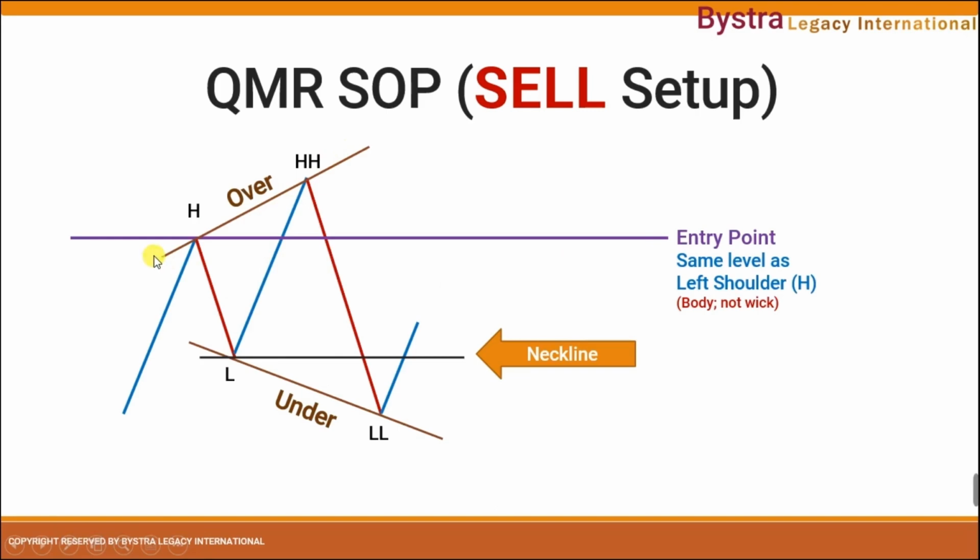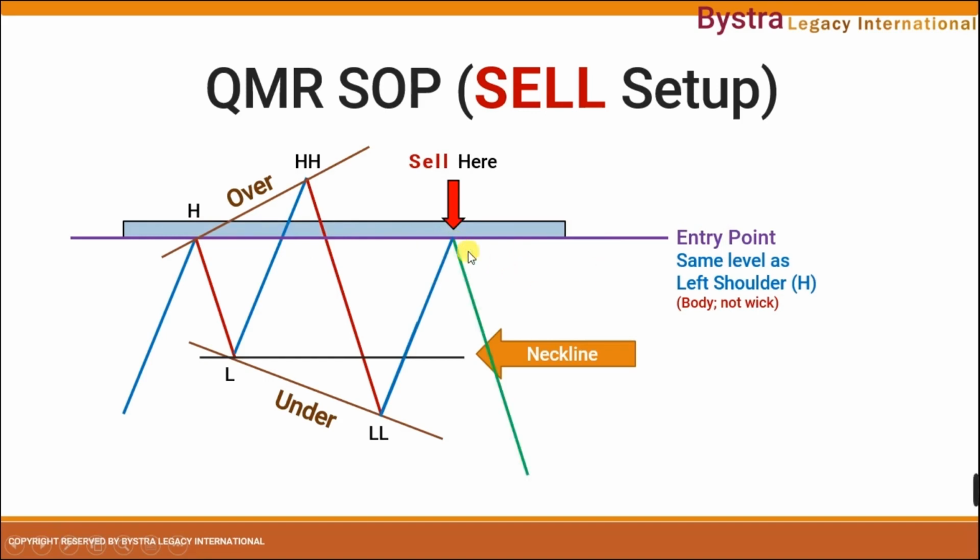Let's mark the entry point, which is the same level as the left shoulder, at the body, not at the wick, at the body of the left shoulder. And let's mark the zone up to the wick to make it easy for us to monitor. So this is where we will sell. We will put our PO at this entry point. Price will come to this area and then go down. Simple as that. The most important part, remember, is that it must always be on a quick retest.